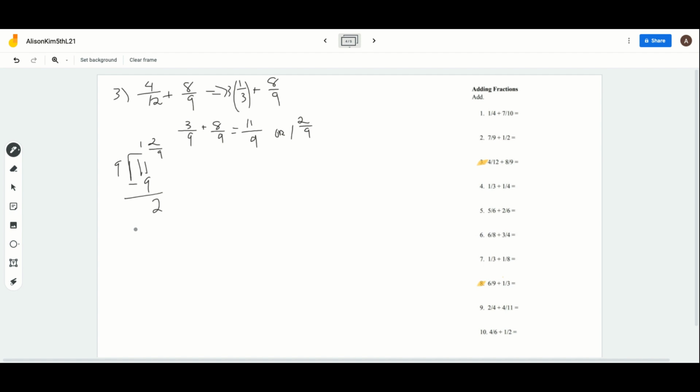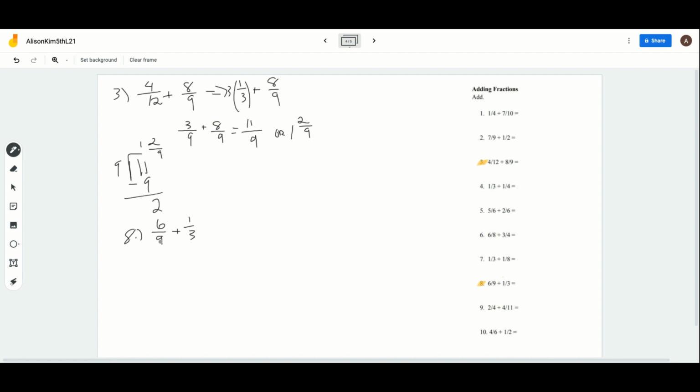Now we're going to do number 8 together. Number 8 gave us 6 over 9 plus 1/3. And in this case, you can also simplify 6 over 9 further, right? But the only reason why I simplified the 4 over 12 in number 3 is because it's easier to do the equation, but you can also do it here.